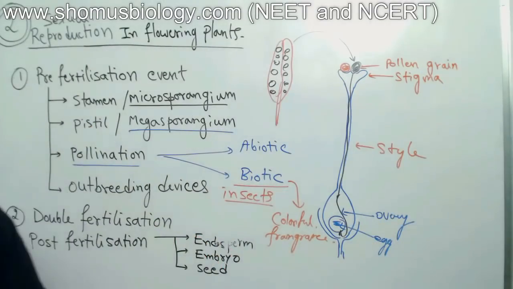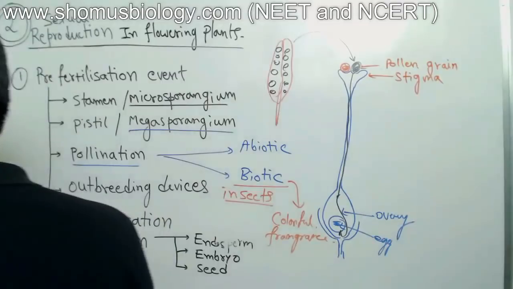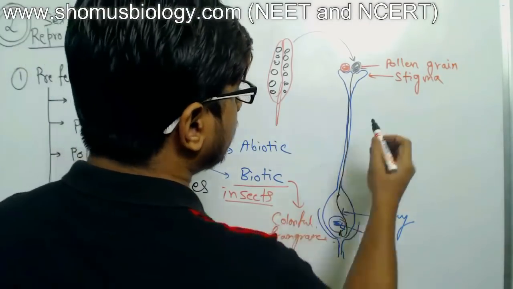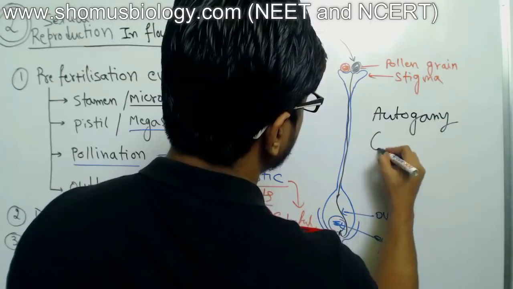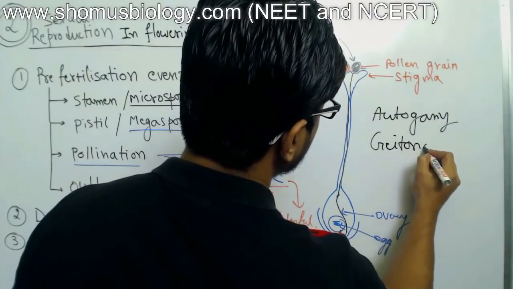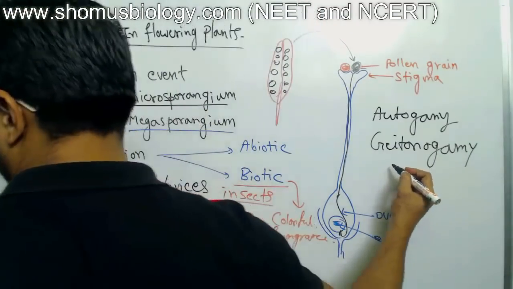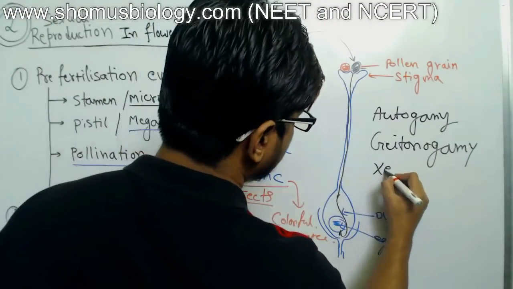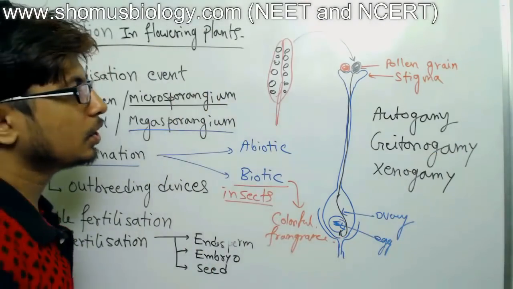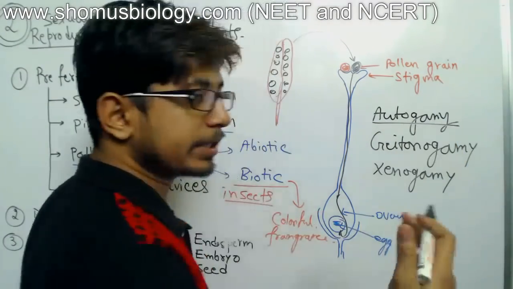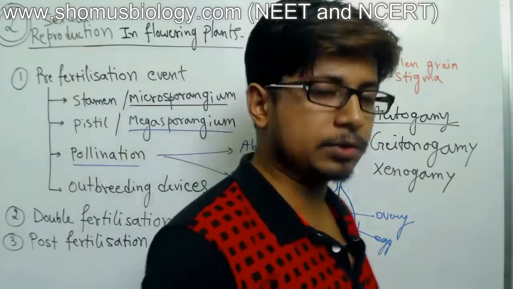Geitonogamy, let me write it down. The first one, autogamy, geitonogamy, and another one, the last one, xenogamy. These are the three types. So you've seen autogamy and two examples of that. Now geitonogamy and xenogamy, these are the two types.